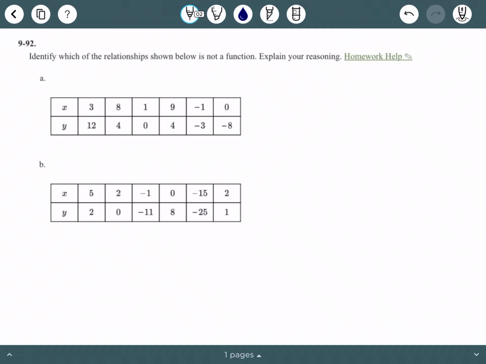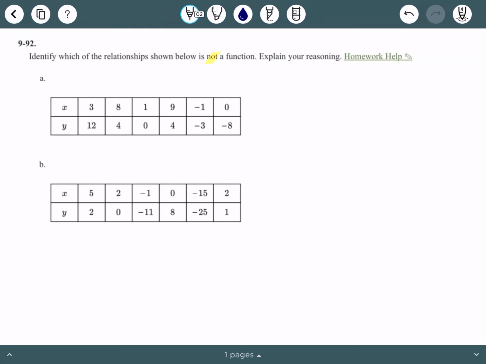992, identify which of the relationships shown below is not a function. Explain your reasoning. So we're looking for which one is not.